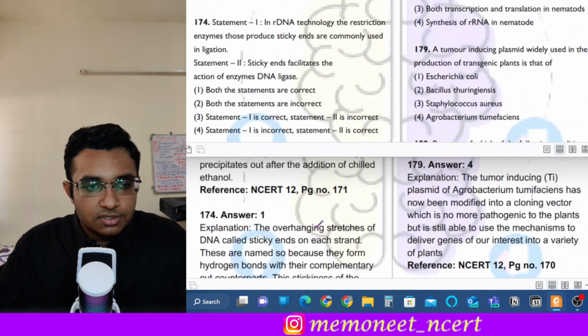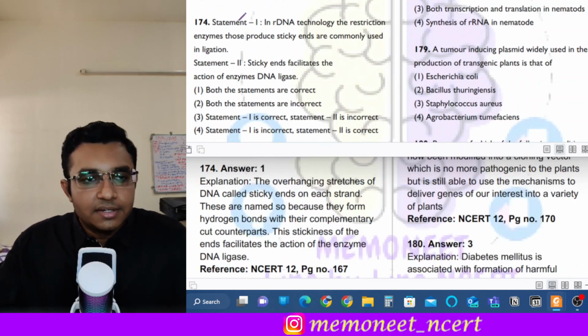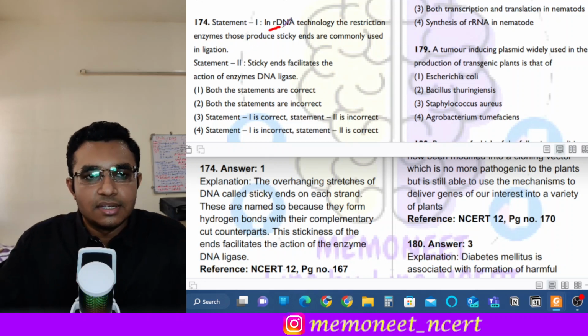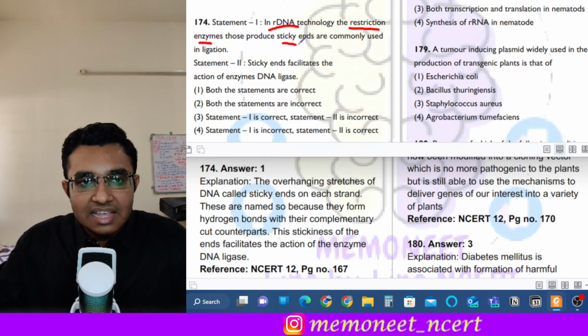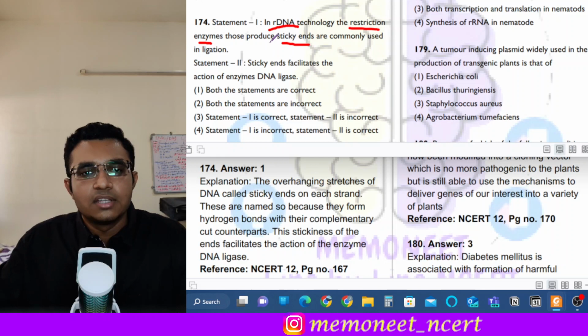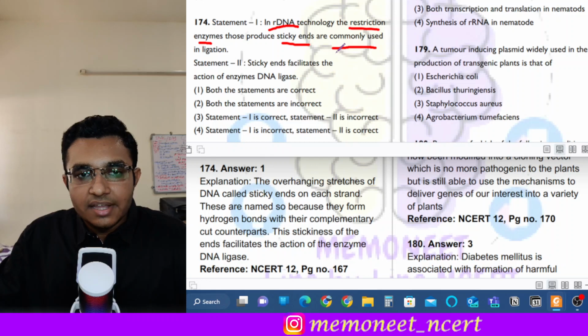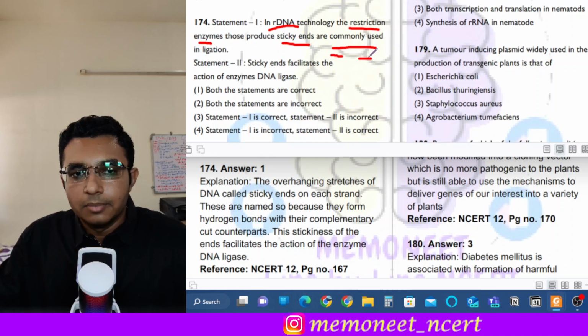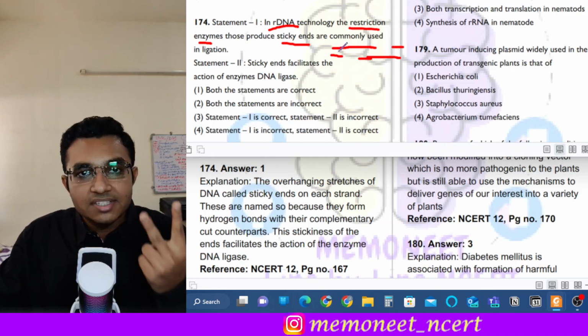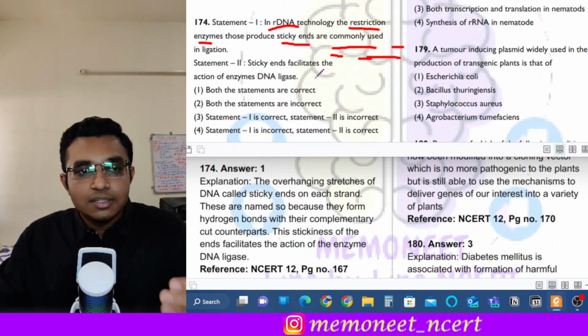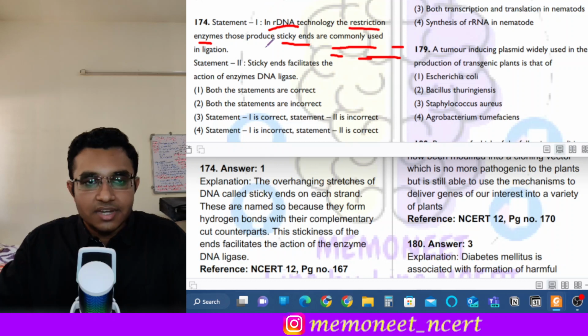The next question is question 174. It is a statement based question, and you have to identify the correct and incorrect statement. The first statement is, in recombinant DNA technology, the restriction enzymes which produce the sticky ends are commonly used in ligation. So see, the sticky ends help in the process of ligation, right? You might be knowing the sticky ends. So when the restriction endonuclease cuts the DNA, it produces sticky ends, and these sticky ends facilitate the process of DNA ligation. So statement 1 is correct.